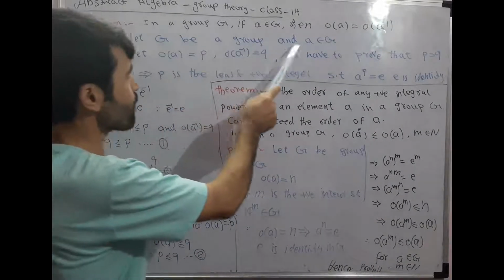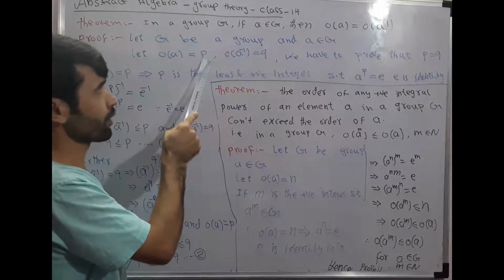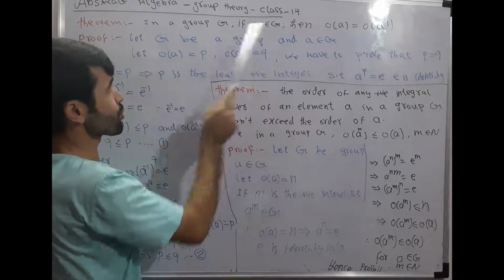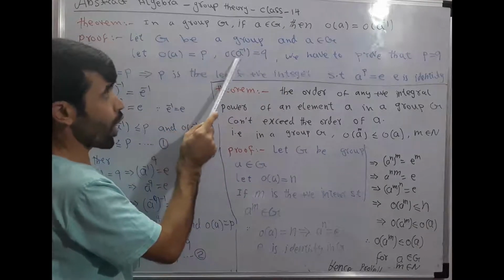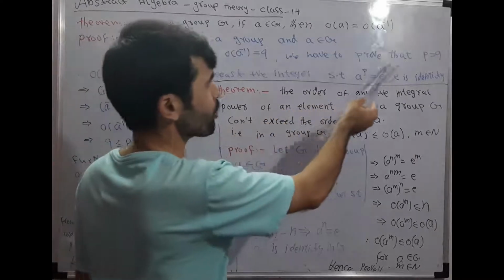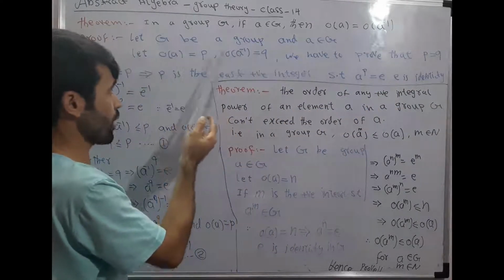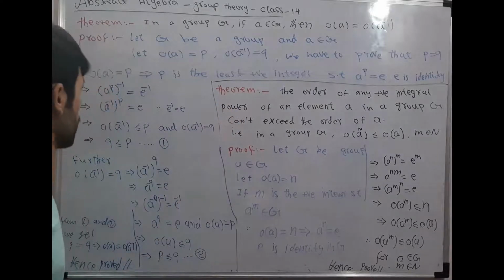Let G be a group and a belongs to G. Let the order of a equal p. Order of a inverse equals q. We have to prove that p equals q, since they are equal. So we have to prove that p equals q.